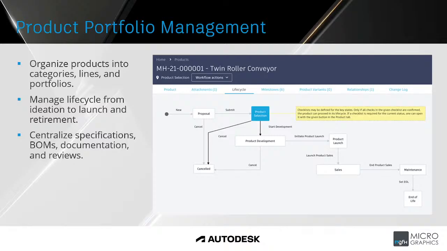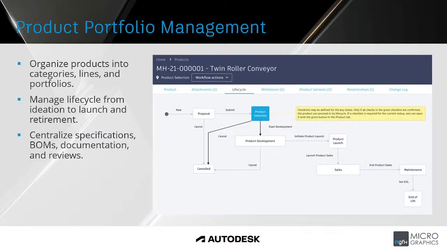The life cycle of each product is also tracked from ideation through development, launch, and even retirement or end of life. We can see here on the diagram to the right, we have our life cycle tab selected for a twin roller conveyor product. So across the top, we can see our product naming, description, and various tabs for information relating to that project. Specifically here, we're looking at the lifecycle tab.